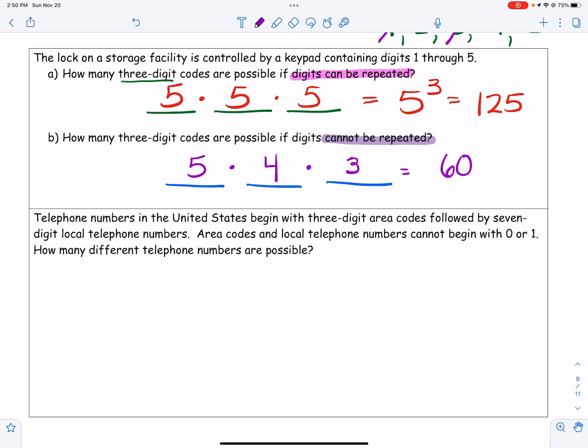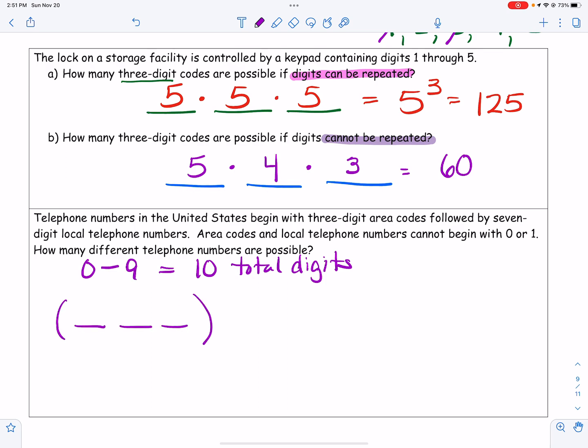Now with telephone numbers, we've got digits. And so you have to remember that when we have digits, we have the numbers 0 through 9. So there are 10 total single digits to choose from. And then that's what we're looking for. But we've got a phone number that's got 3 digits for the area code, 3 digits for the beginning part, and then 4 digits for the last part. And we have a few restrictions.